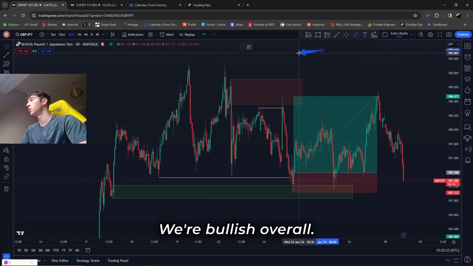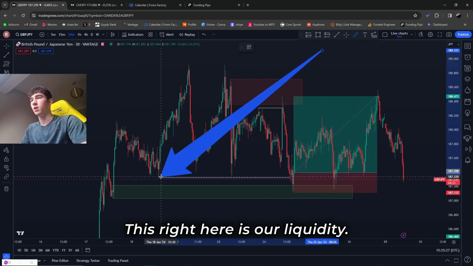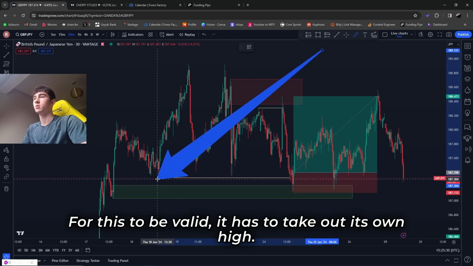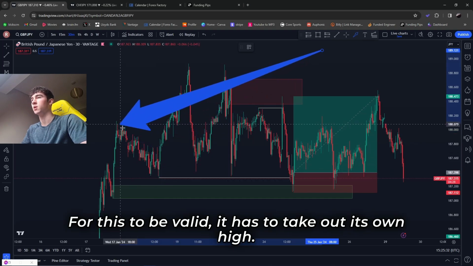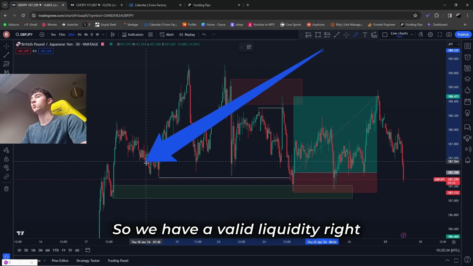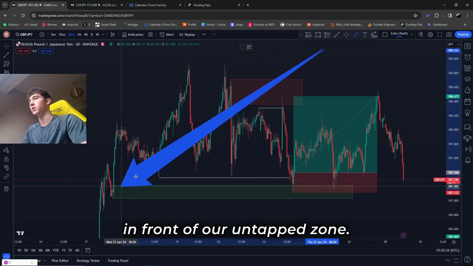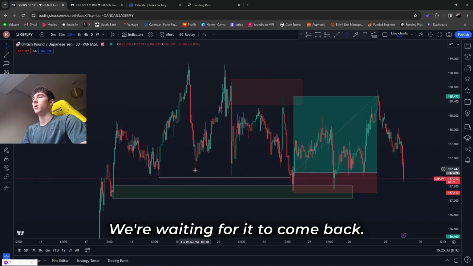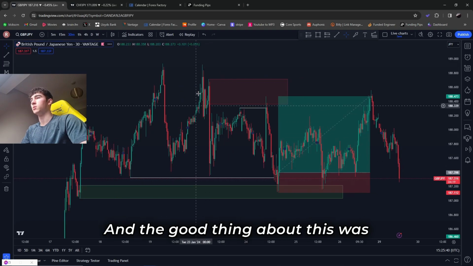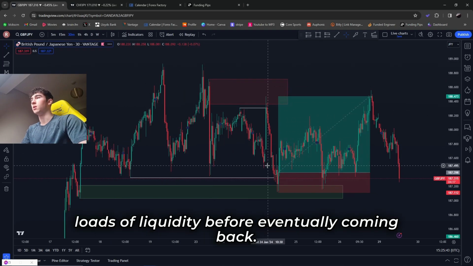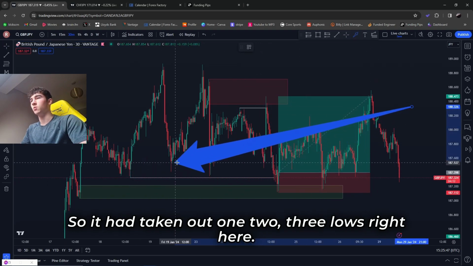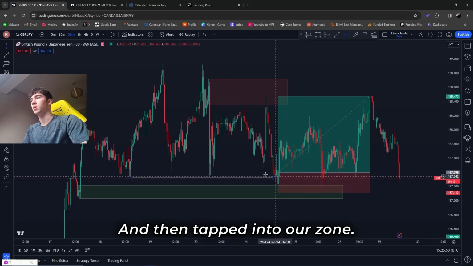We're bullish overall, so it's an in-trend trade. This right here is our liquidity. For this to be valid, it has to take out its own high. Yes, it did. So we have a valid liquidity right in front of our untapped zone. We're waiting for it to come back, and the good thing about this was that it actually made a lot more lows of liquidity before eventually coming back. So it had taken out 1, 2, 3 lows right here and then tapped into our zone.